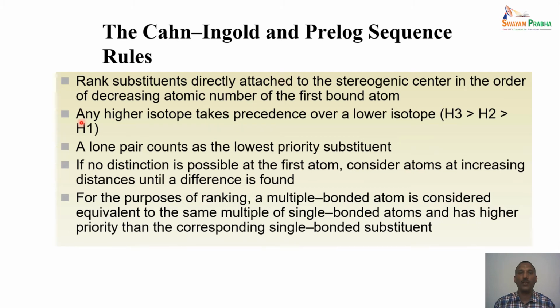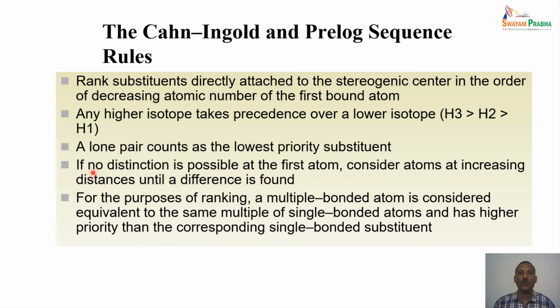And if we are using isotopes, say for example hydrogen isotopes H1, H2 and H3, in that case what we have to follow is any higher isotope takes precedence over the lower isotope. So in other words, H3 gets the priority, that means this will become number 1, H2 will be number 2 and H1 will be number 3. So this is how we have to follow when we are using isotopes. And the lone pair counts as the lowest priority substituent. So this is the least priority substituent. If hydrogen and electrons are there, the electron gets the lowest priority.